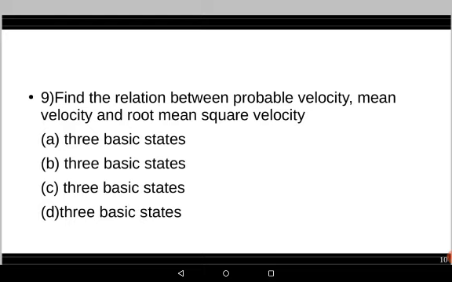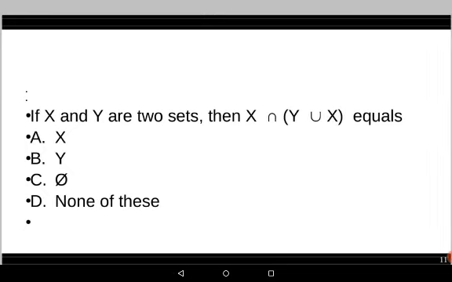Sorry, there is a slight difficulty in the options. That means the root mean square and all those have not come in the options. So sorry for this question, we will exclude this question. Okay, we'll make it better in the next videos. Sorry about that.